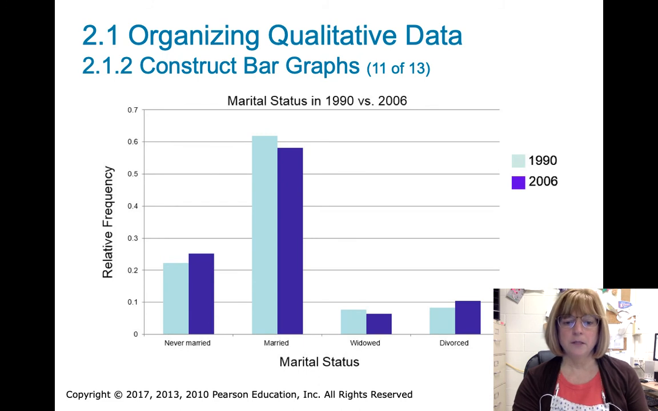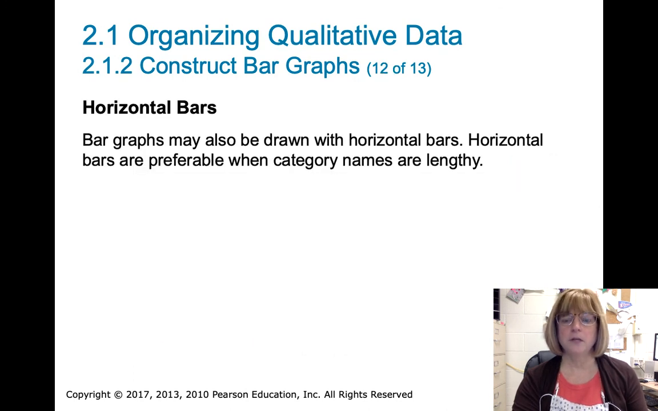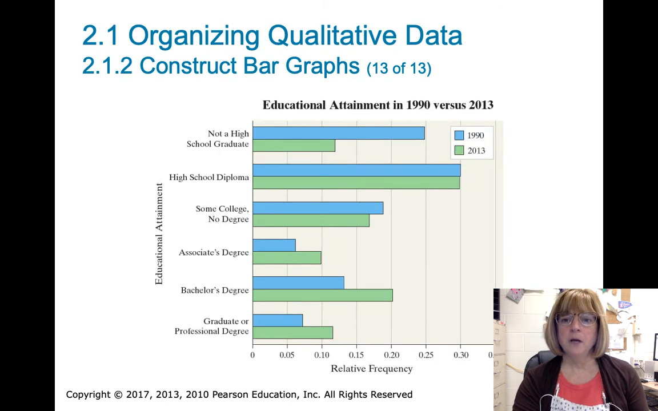Now notice that the categories here are fairly short: never married, married, widowed, divorced. If your categories have a long name, then you might be better off doing a horizontal bar graph instead.